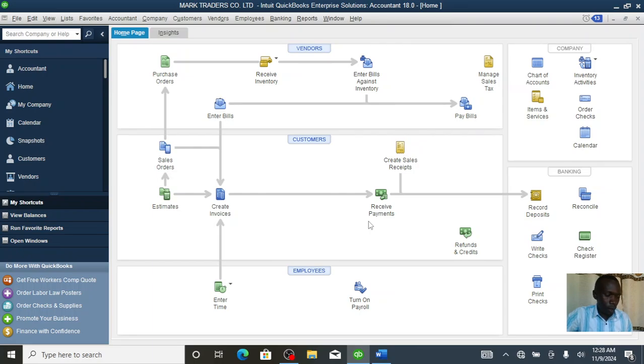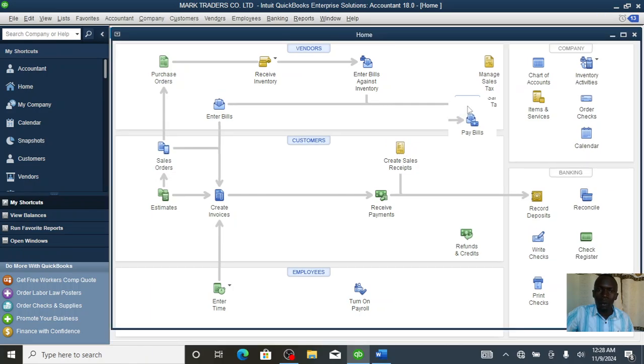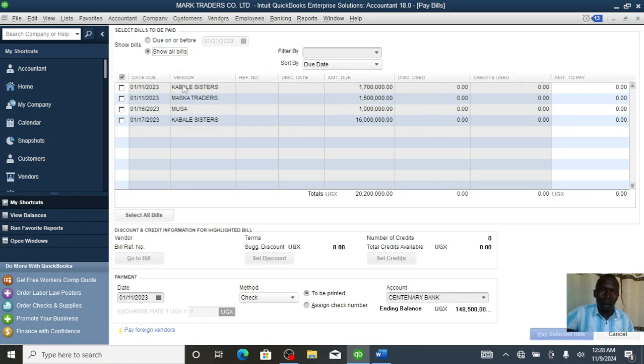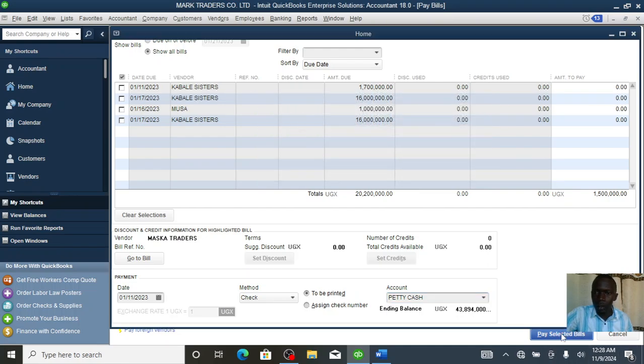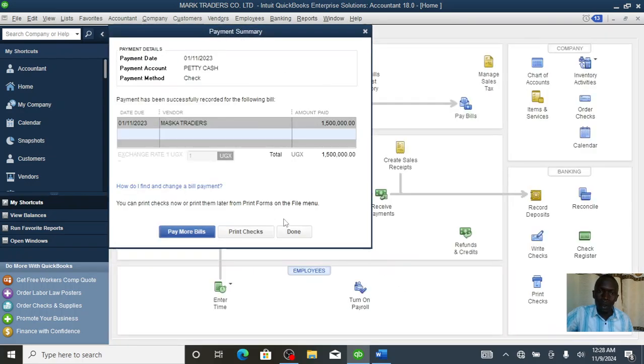Our next transaction, they are saying create Masaka Traders date by cash. Go to pay bills. We select Masaka Traders, pay selected bills, but paid by cash. We check petty cash. It's okay. Say pay selected bills. Then we are done.